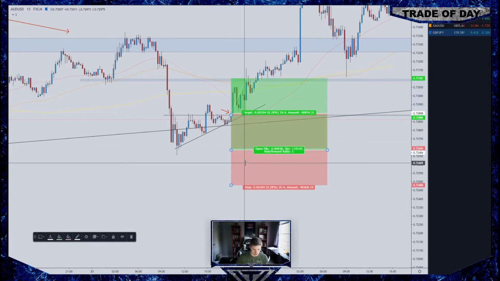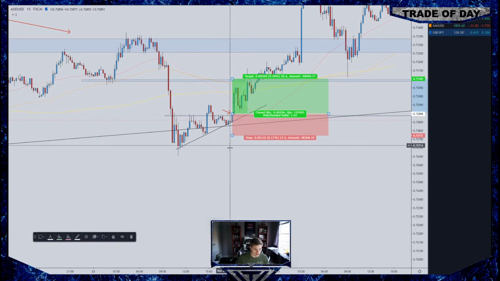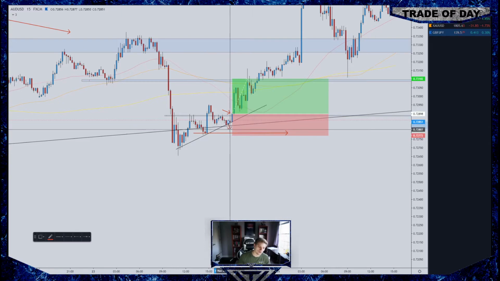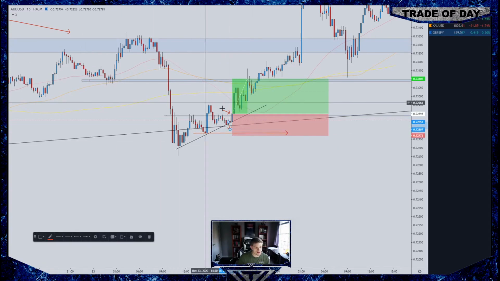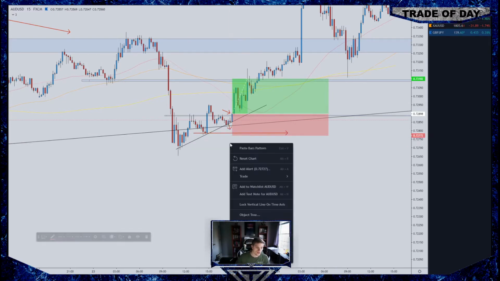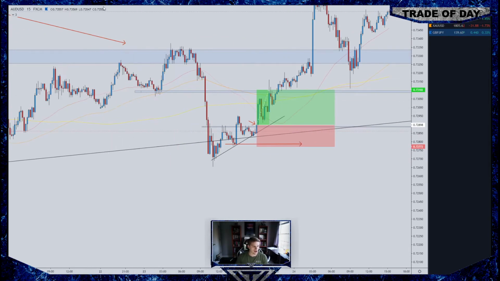My stop was going to be right here, below these lows, because structurally it's okay if it comes down a little bit, as long as it maintains these higher lows in the lower time frame and maintains bullish structure. So I entered a buy right there with a stop below this higher low right here, and my take profit was on the higher time frame.